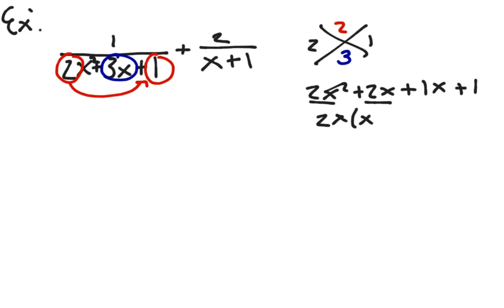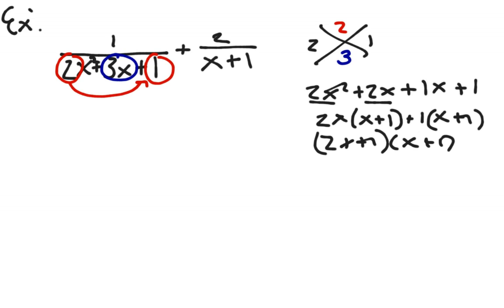I look for common factors between 2x squared and 2x, and that's 2x. 2x times x would get me 2x squared. 2x times 1 will get me 2x. Plus, and I have no common factors here, so I'm going to put a 1 and x plus 1. This factors into 2x plus 1 times x plus 1. Again, if you're still uncomfortable with factoring, please go ahead and watch a Khan Academy video on factoring to give yourself a refresher.